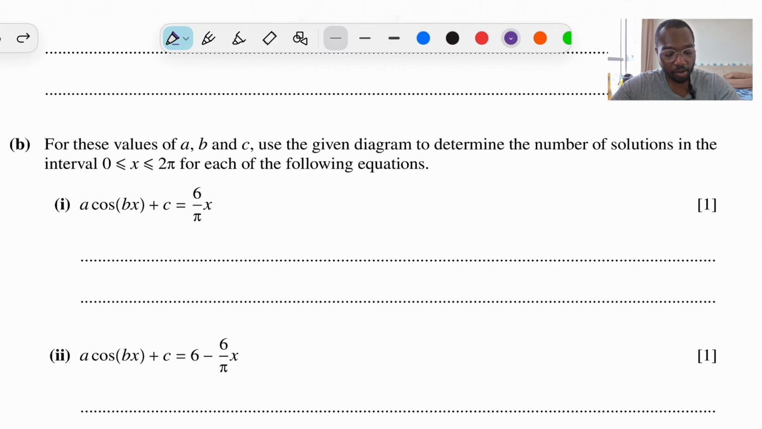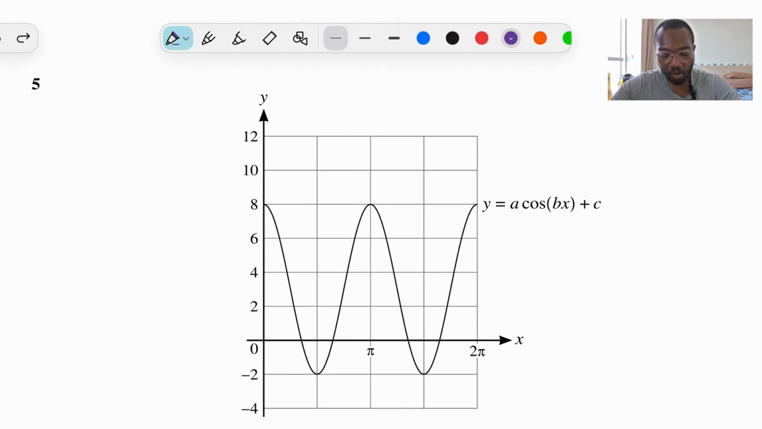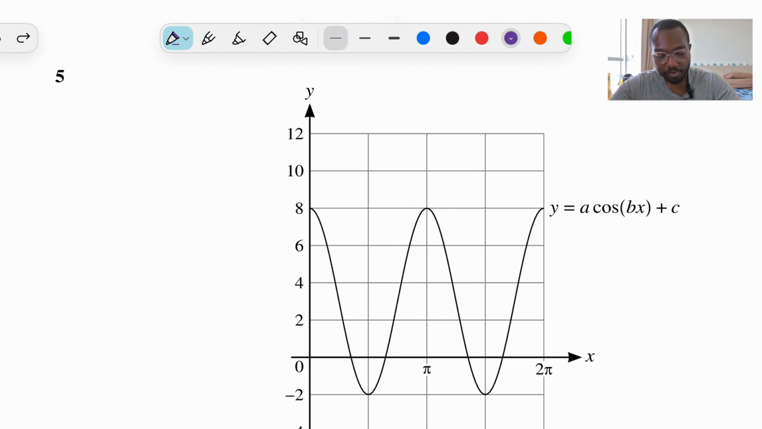So for part B now, we need to determine the number of solutions between 0 and 2 pi for each of the following equations. The first one is a cos bx plus c is equal to 6 over pi x. Remember that a cos bx plus c is the graph we've already got, and we have this 6 over pi x. So we need to draw that straight line onto the graph and see how many points of intersection there are.